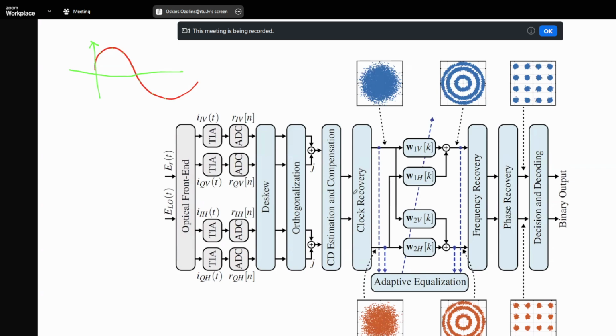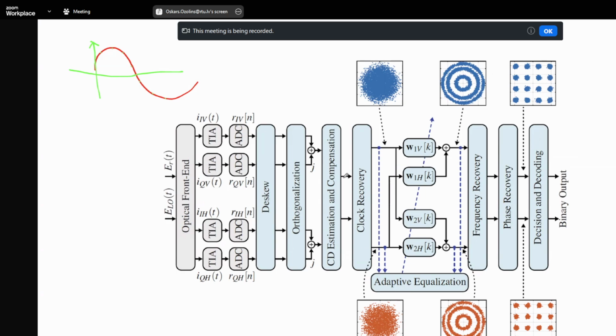Why is this so important? So why do we do clock recovery now? I mean, these steps are quite important, and there are for a reason. First fixing skews in transmitter and receiver, then you do orthogonalization, and then CD estimation and compensation. But then clock recovery, you need to synchronize both polarizations. So here you synchronize both I and Q, and then you can make them into a complex signal. After you have compensated for chromatic dispersion, you can do that.